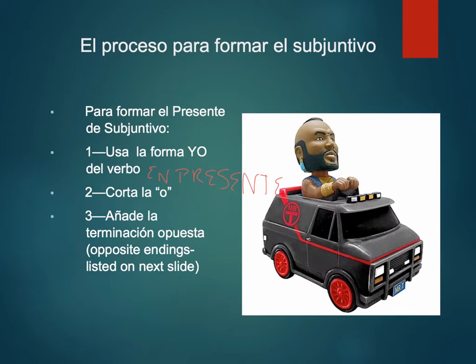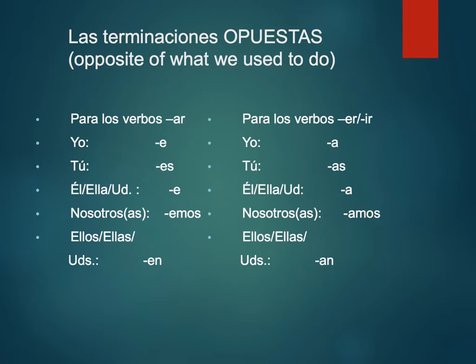Cut off the O, then you add the opposite ending. So here's what I mean. For an AR verb, the opposite ending, you would expect them to have A's like we've always done in the past, but that's not it. They're opposite. So instead of A's, you get e, es, e, emos, en. For ERs and IRs, again, it is completely opposite of what we're used to: a, as, a, amos, an.